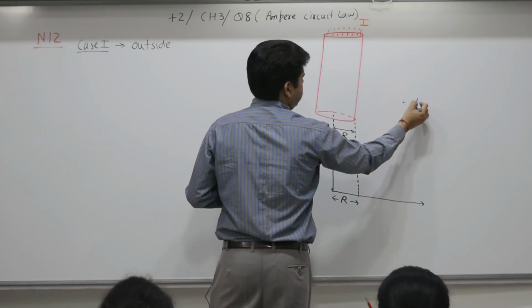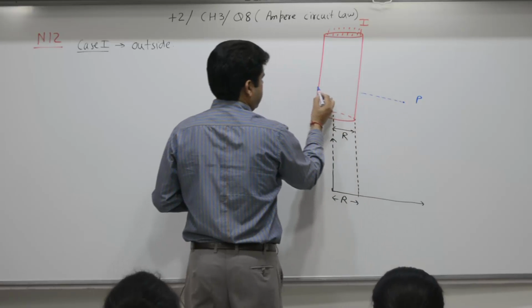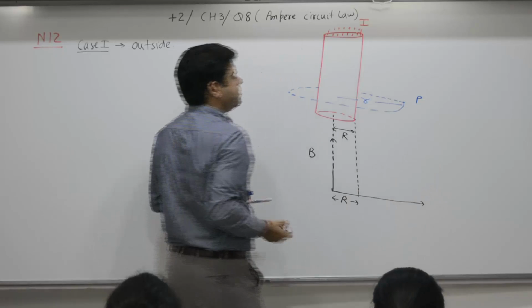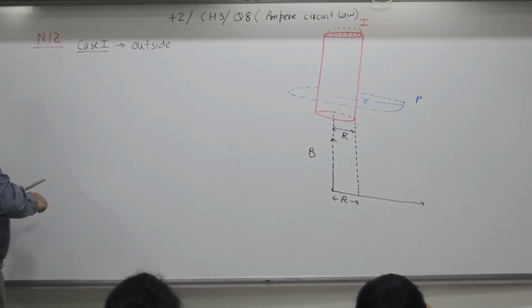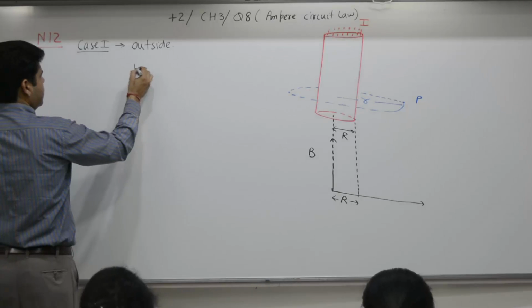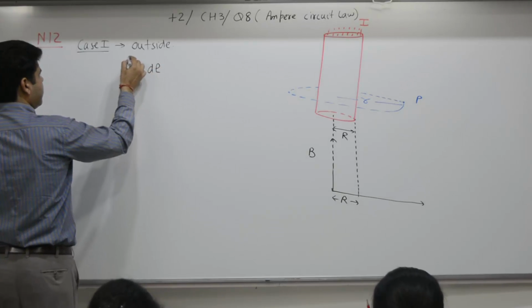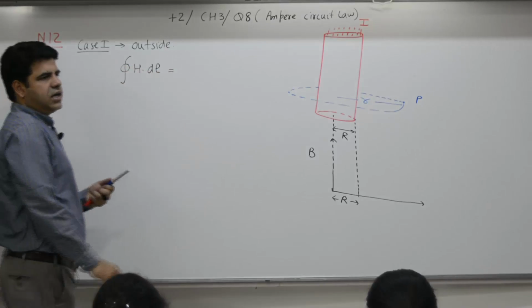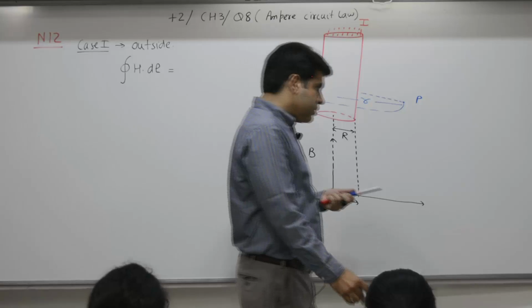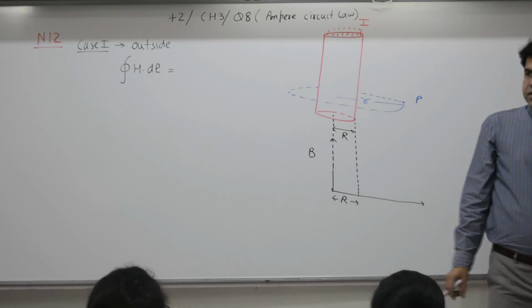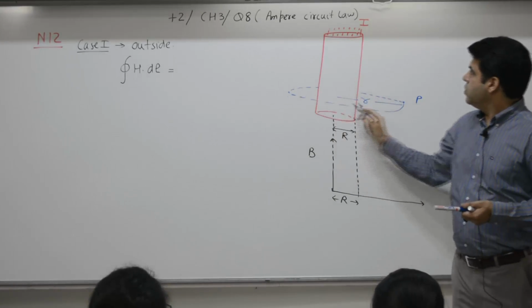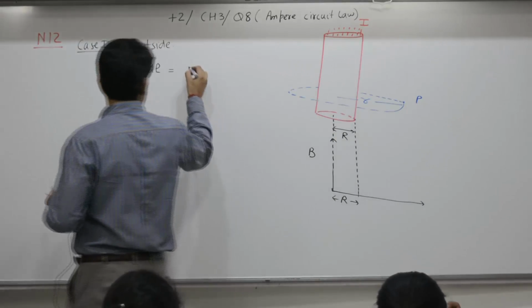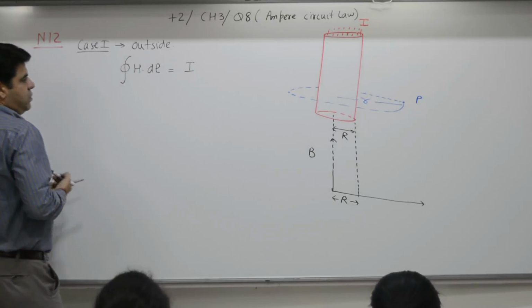Say any point P, at distance r from the center. Apply Ampere's Circuital Law. Total MMF in a closed loop is equal to total current contained. What is the current contained in the loop? Yes, in this loop, total current is I. The whole current is inside the blue loop.